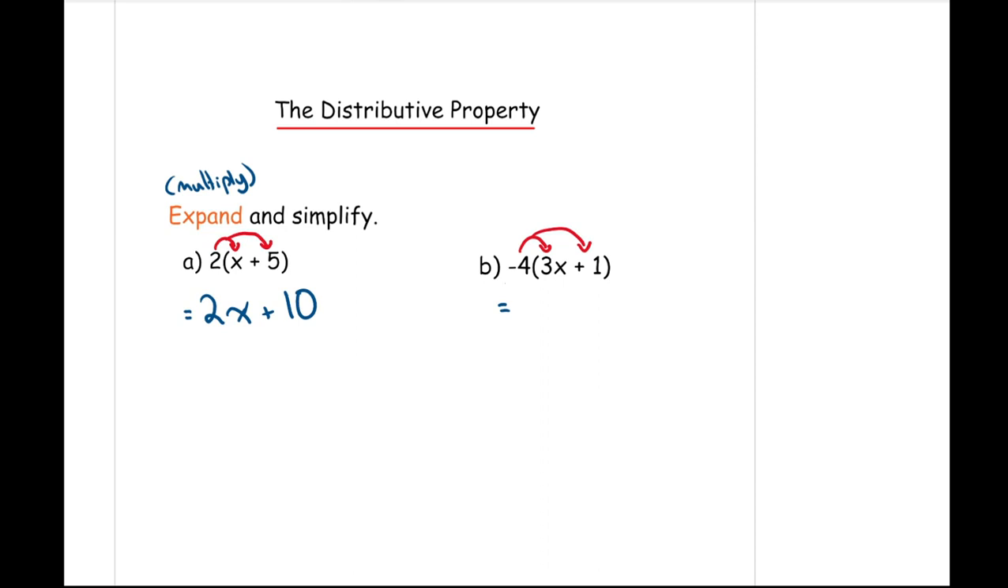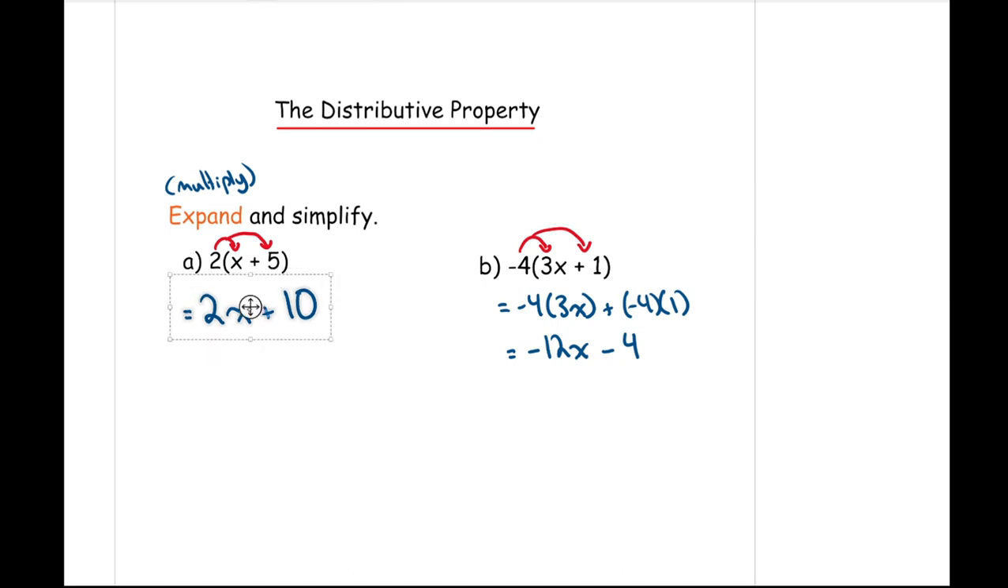Sorry, negative 4 times 3x plus negative 4 times 1. So I've multiplied it through. I'm showing basically all the steps. This becomes negative 12x, because when you multiply, you're multiplying the two numbers. So negative 12x minus 4. Again, I can't simplify this any further because there are no like terms.